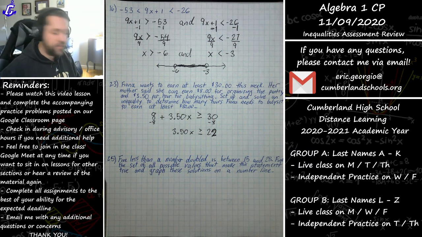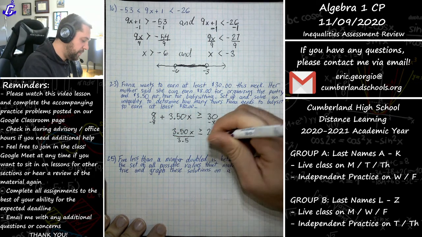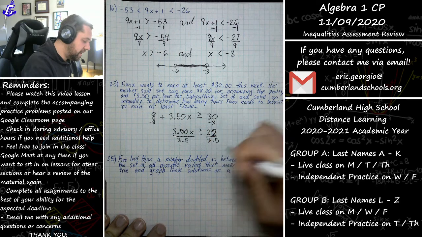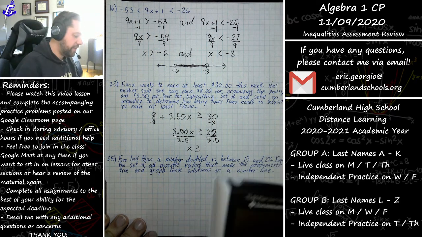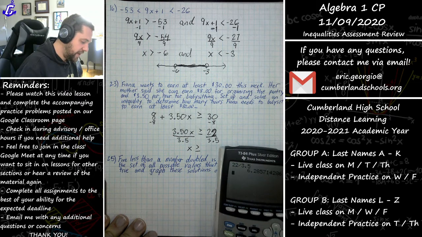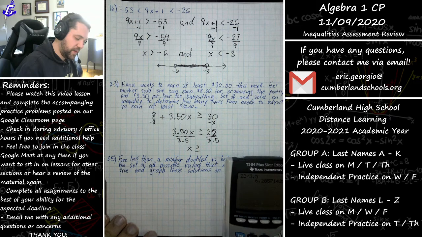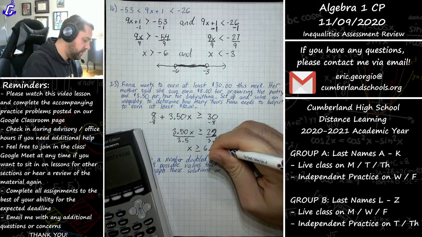Now we can go ahead and divide both sides by 3.5 to undo that multiplication. Just because it's a decimal doesn't mean we panic and freak out. The process of solving is still the same. We get x is greater than or equal to, break out the calculator here, 22 divided by 3.5. We get that x is greater than or equal to 6.285. So we'll round that up to 6.29.